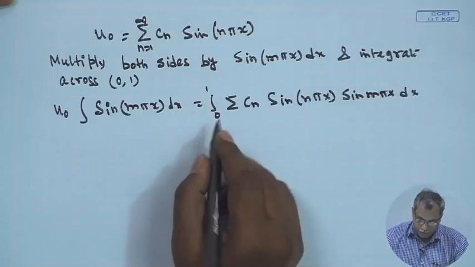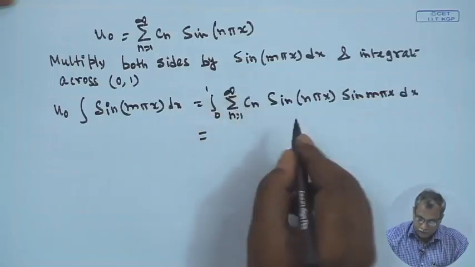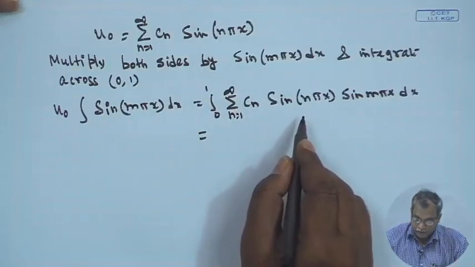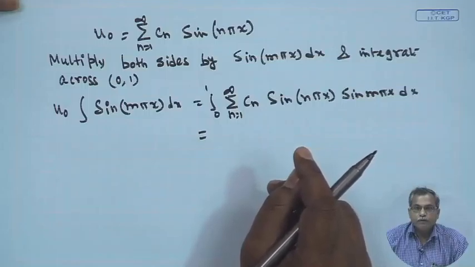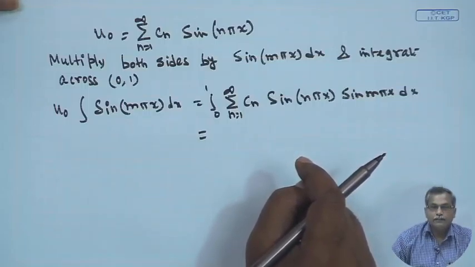Now, if you open up this summation on the right hand side, all the terms will vanish because of the orthogonal property of the sine function, leaving behind only one term when m is equal to n. We have already seen that the eigenfunctions are orthogonal to each other for two distinct eigenvalues, m not equal to n. So when m is not equal to n, the integral of sin m pi x sin n pi x dx will be equal to 0, satisfying the orthogonal property of the eigenfunctions that we have already proved earlier.